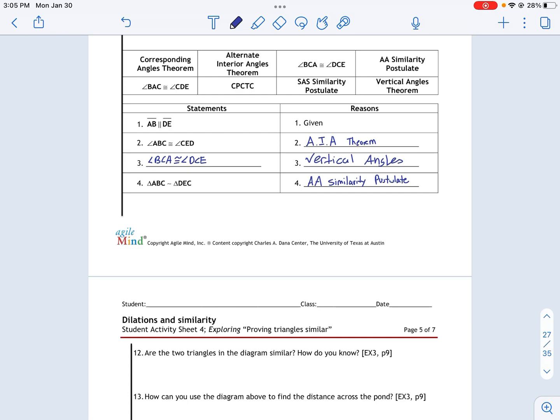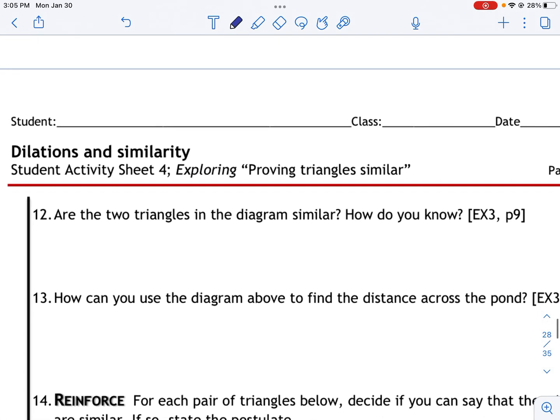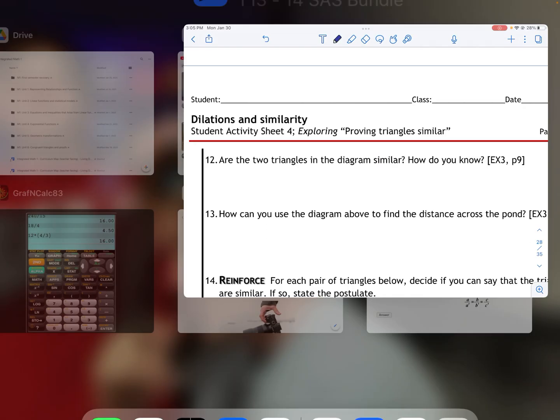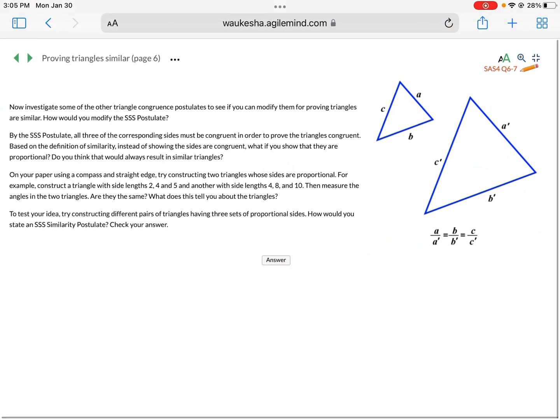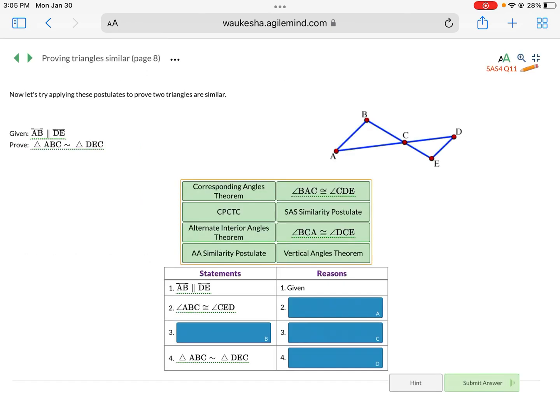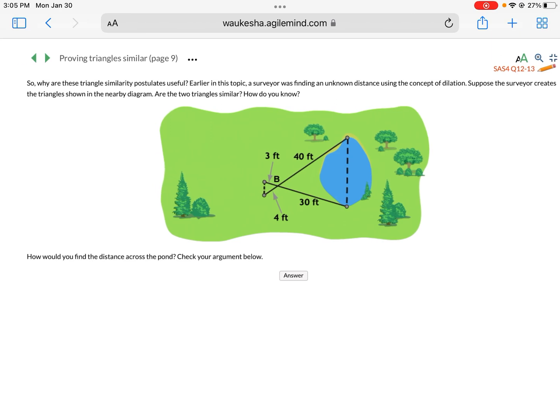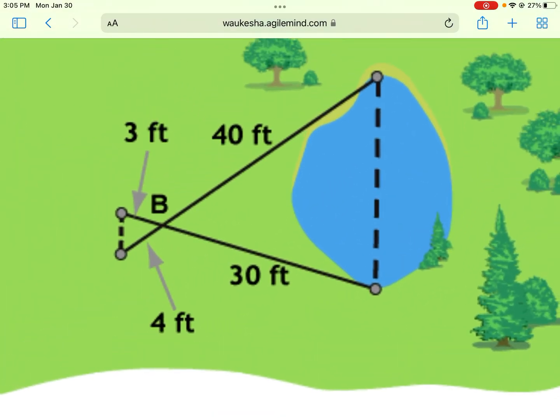So now we go to number 12. Are the two triangles in the diagram similar? How do you know? So in this, we know they're similar by SAS. And this is actually this picture, so let me pull it up for you guys. Yep, we did that. There it is. So in this picture, if I was giving you this picture, do we know that the small triangle is similar to the big triangle?